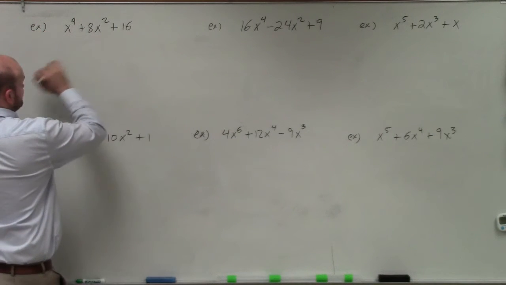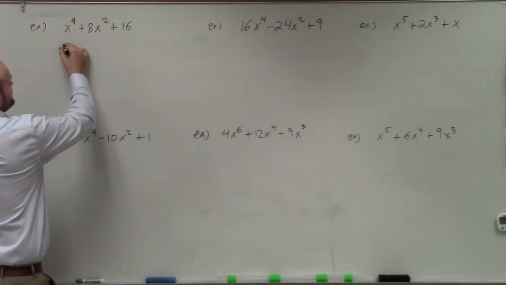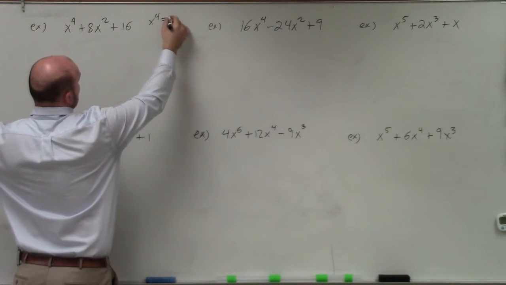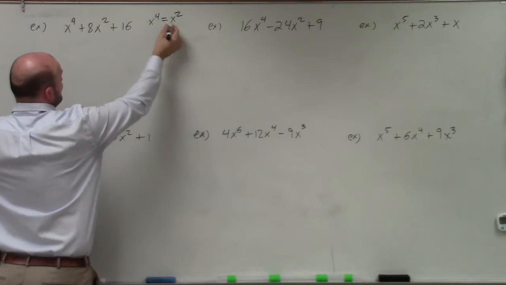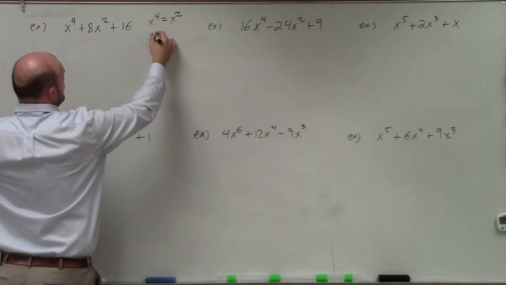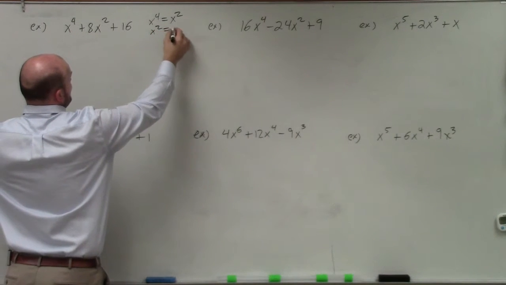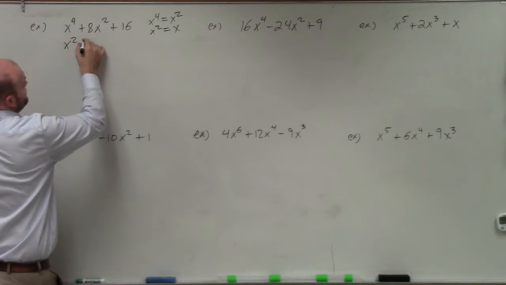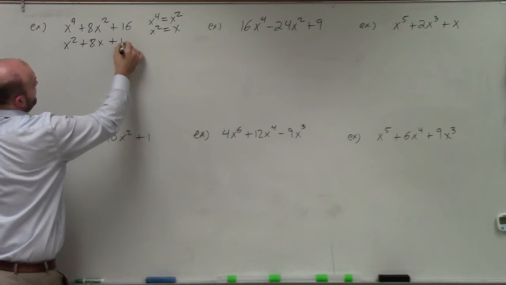Let's have x to the fourth equal x squared. And if x to the fourth is equal to x squared, then x squared is equal to x. If I do that, I can rewrite this as x squared plus 8x plus 16.